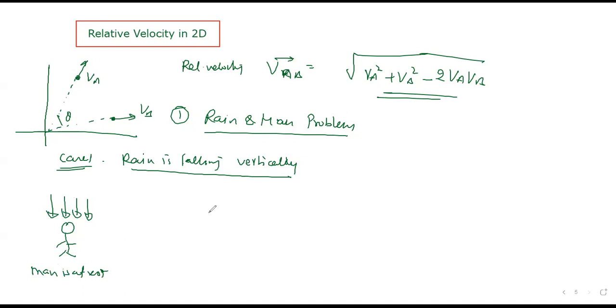But in reality, what happens when the man starts moving? Suppose the man is moving in this direction horizontally with velocity, let's call it V man. The rain is falling vertically, but the relative velocity will not feel vertical. The man will feel the rain is coming at some angle. Even though the rain is falling vertically, he will feel that it is coming at an angle to him. So if he has an umbrella, he will hold the umbrella at this angle.